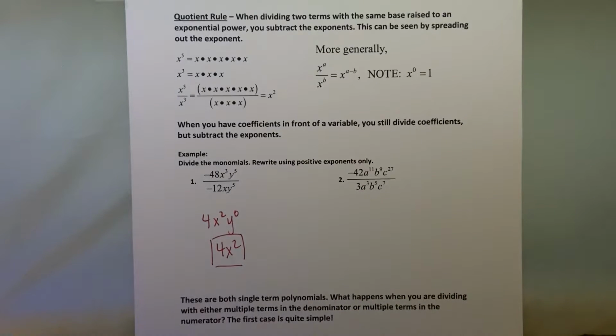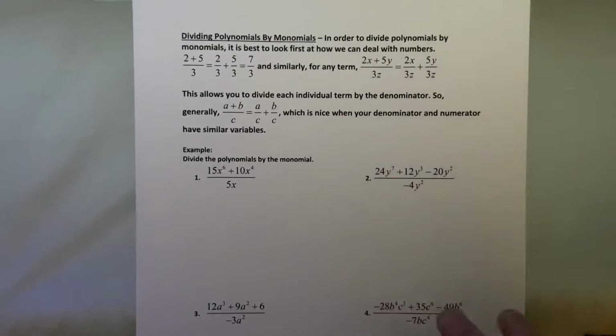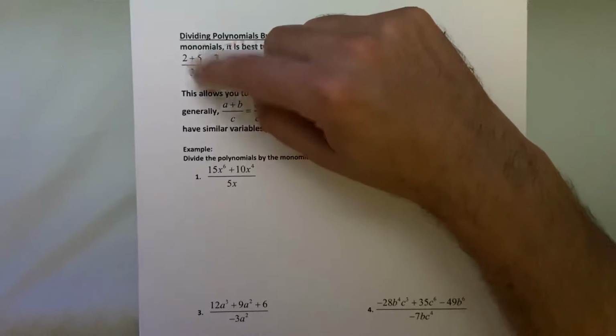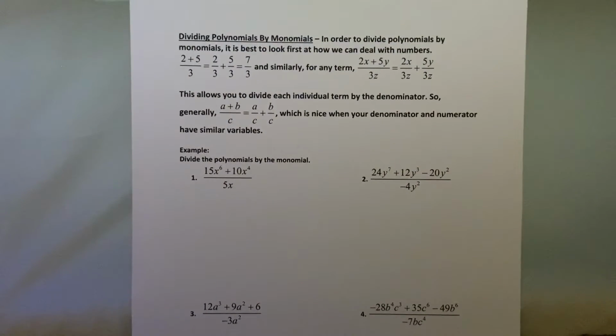So what happens when our numerator has multiple terms and then potentially our denominator has multiple terms also? That's going to change our approach. So the easiest way to explain what's happening when our numerator has multiple terms is let's talk about 2 plus 5 over 3 with just numbers.